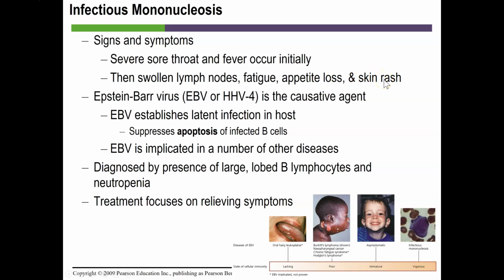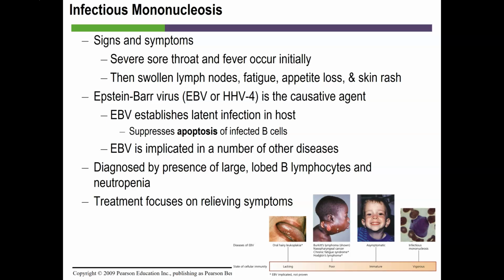Infected B cells will not undergo apoptosis. They remain in the system. So pretty much everyone in the world will eventually become infected because there is always a small percentage of individuals that will reactivate and start shedding virus, ensuring that everybody becomes infected.